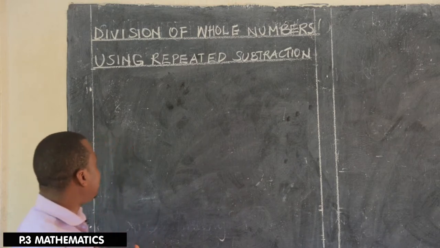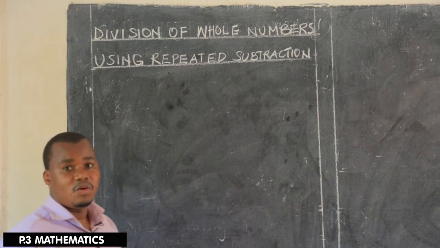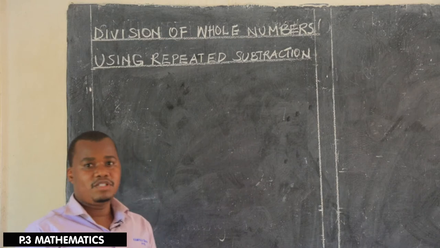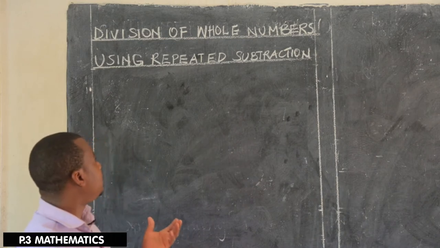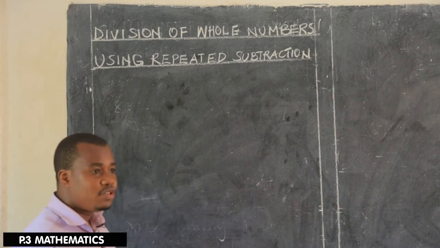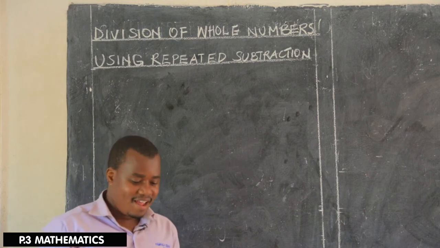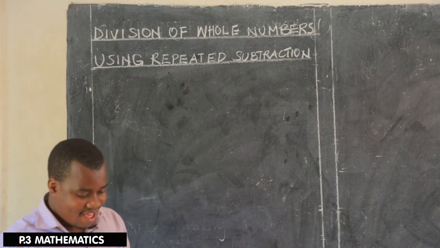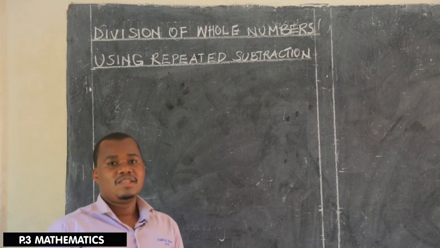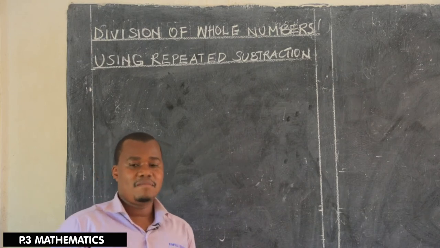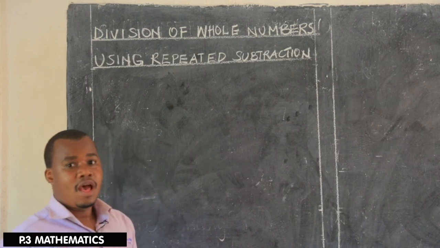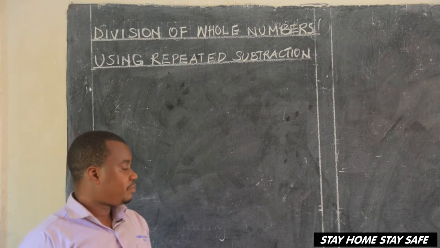So today we are going to look at more about division. And this is division of whole numbers using another method. And that is none other than repeated subtraction. So how do we divide numbers using repeated subtraction? And this is giving you a chance.